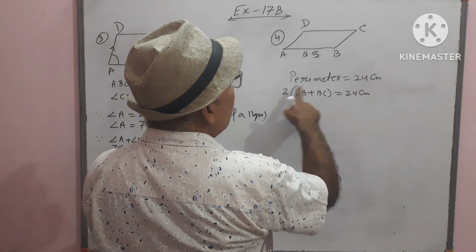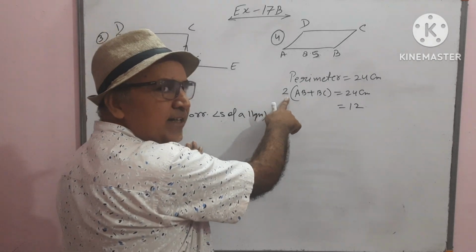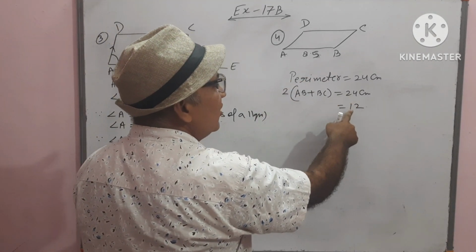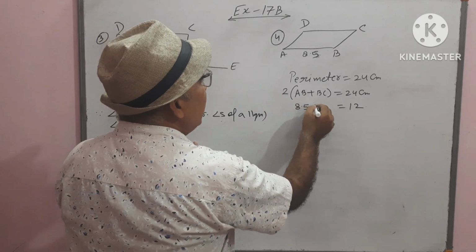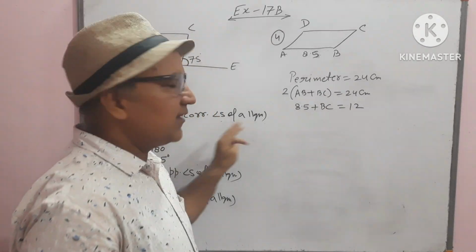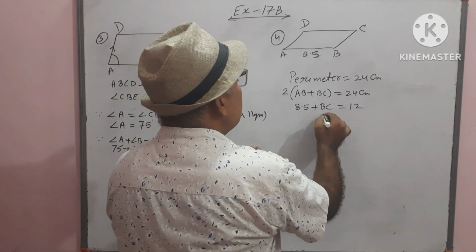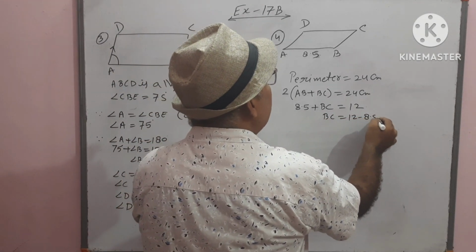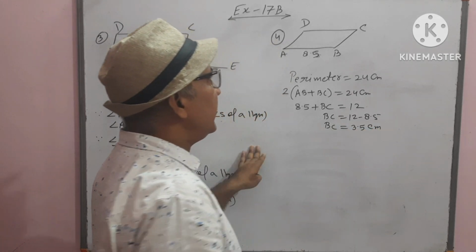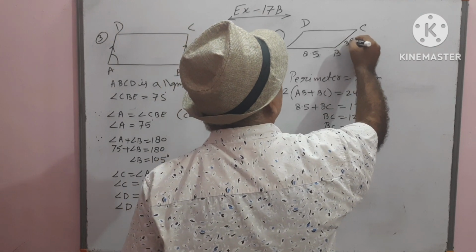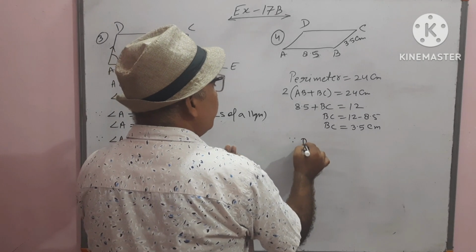Now this 2 will divide 24, it will become 12, because 2 is multiplied here. When it goes to the right-hand side it will be divided. Here AB plus BC will remain. AB is given as 8.5. In place of AB we can write 8.5 because it is given in the question. So BC is equal to 12 minus 8.5, that means 3.5 centimeters. Now we have got BC as 3.5 centimeters.